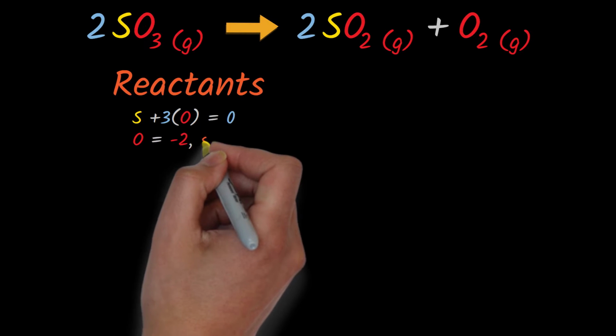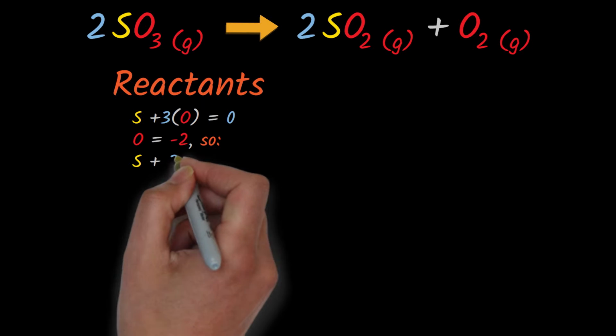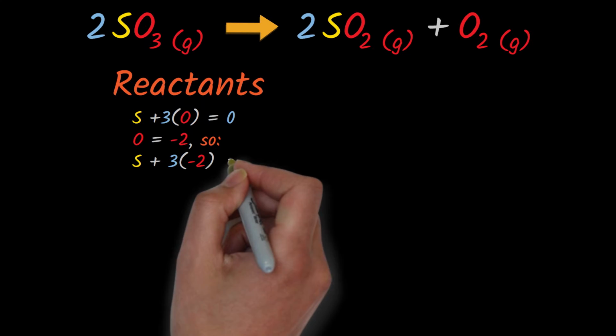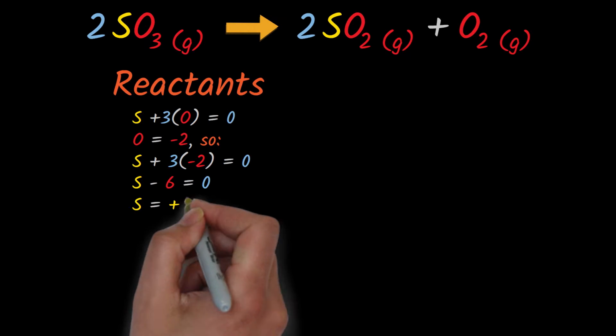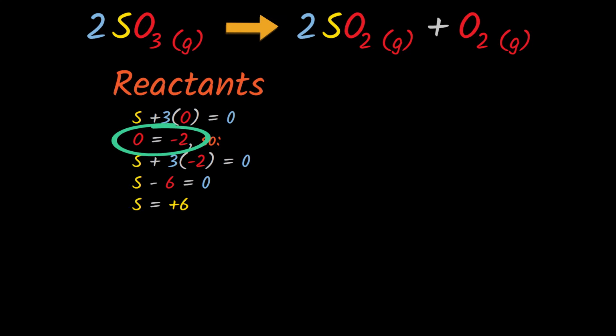Oxygen in compounds generally has an oxidation number of -2, so the oxidation number of sulfur plus 3 times the oxidation number of oxygen is equal to 0. Thus, the oxidation number of sulfur calculates out to be +6. So, for the reactant side, we have +6 for sulfur and -2 for oxygen.